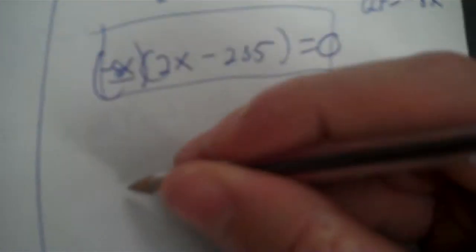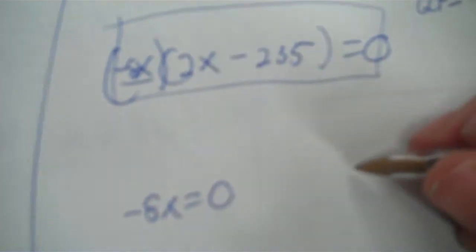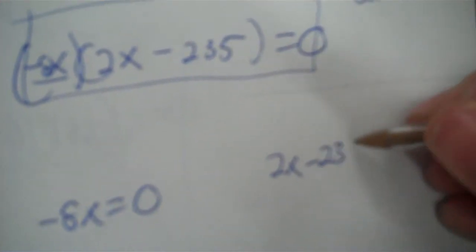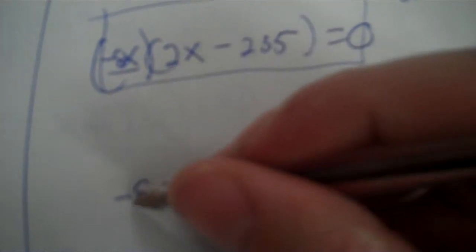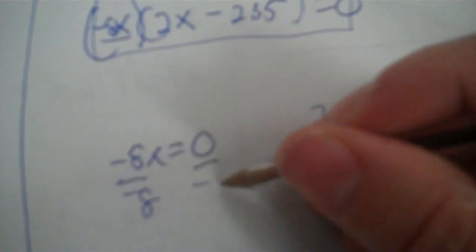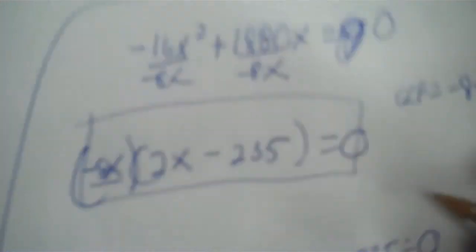Okay, so now I can solve negative 8 times x equals 0. 2 times x minus 235 equals 0. Divide by negative 8, and I get 0. Plus 235, plus 235. 2 times x equals 235. Divide by 2. So 235 divided by 2 is 117.5.